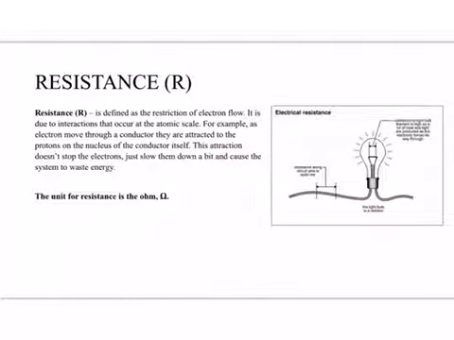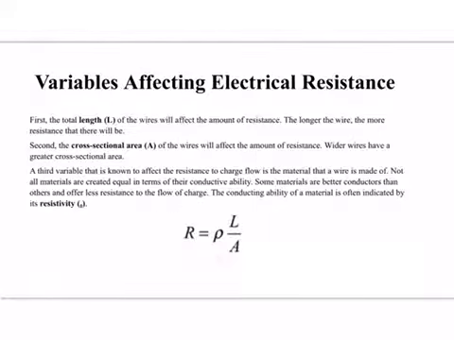Resistance is defined as the restriction of electron flow. It is due to the interactions that occur at the atomic scale. For example, as electrons move through a conductor, they are attracted to the protons in the nucleus of the conductor itself. This attraction doesn't stop the electrons, but just slows them down a little bit and causes the system to waste energy. The unit for resistance is ohm, and the symbol of ohm is omega.